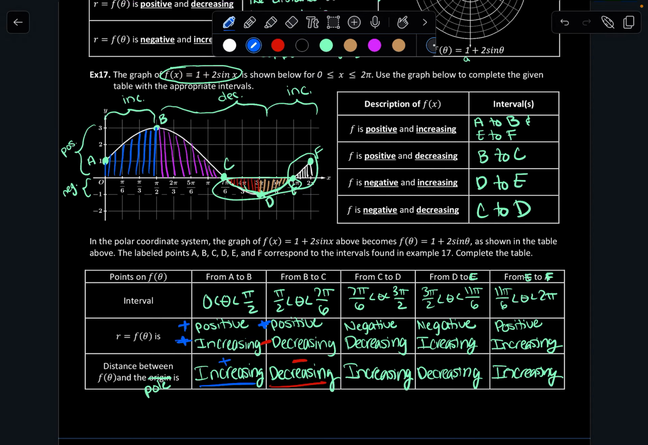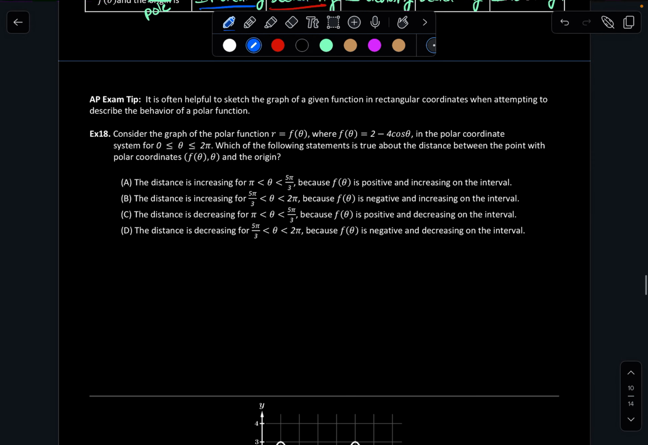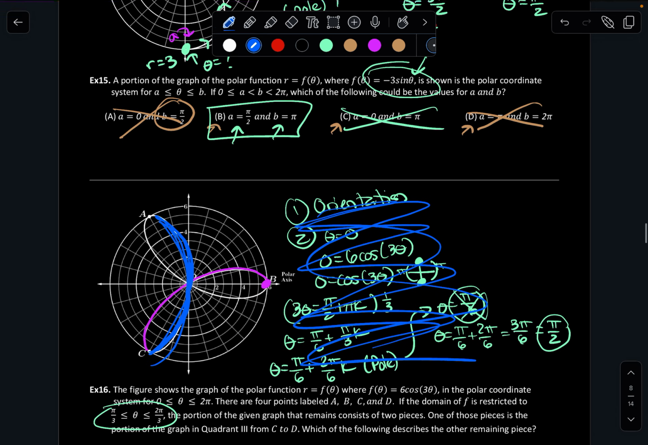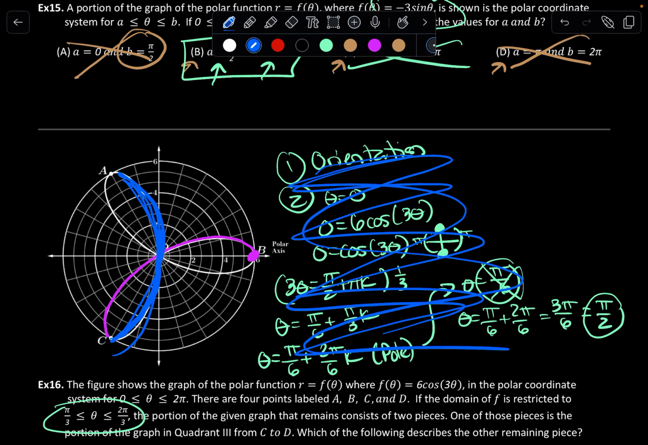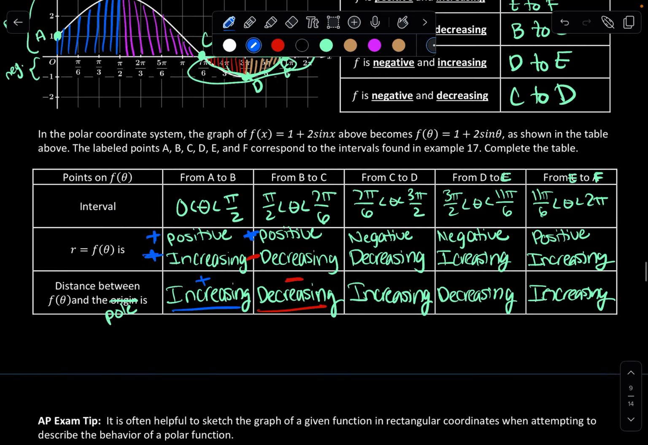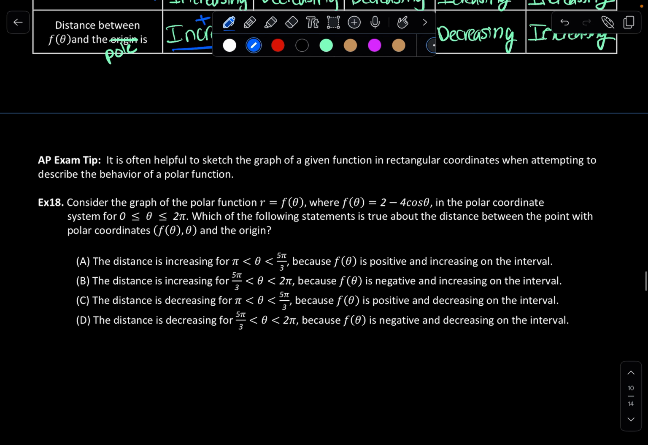All right, so what is this going to look like in the context of a question? It's often helpful to sketch a graph of a given function in rectangular coordinates when attempting to describe the behavior of a polar function. This is true. However, in our previous examples, when we were given a polar sketch, I would stick to that sketch. It's very time consuming to try and convert that to rectangular. However, you are able to if you wish. But with this one, we don't have a sketch. We just have an expression or a polar function. So we just convert it to rectangular for ease.